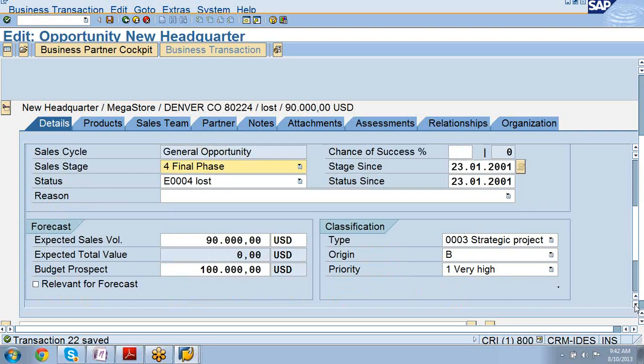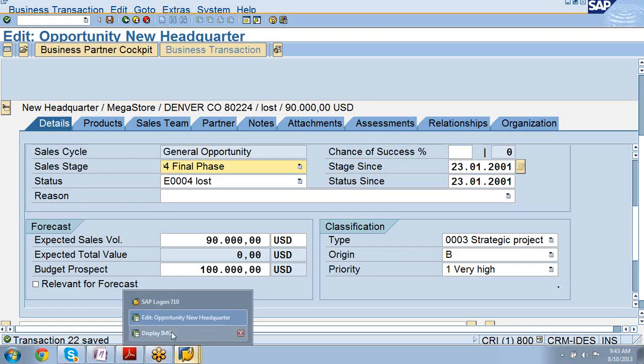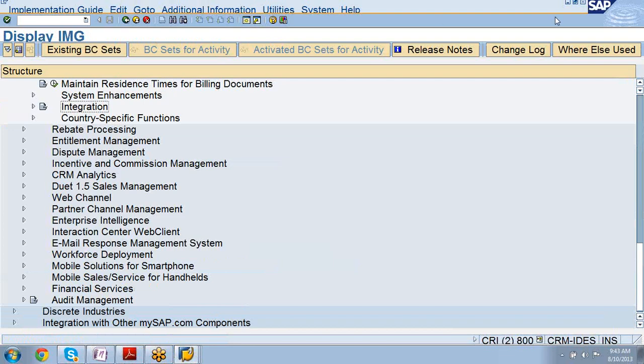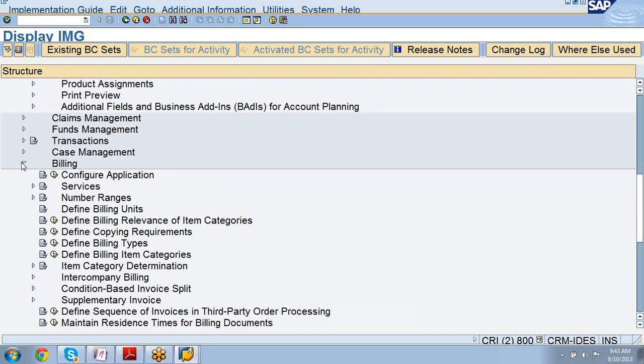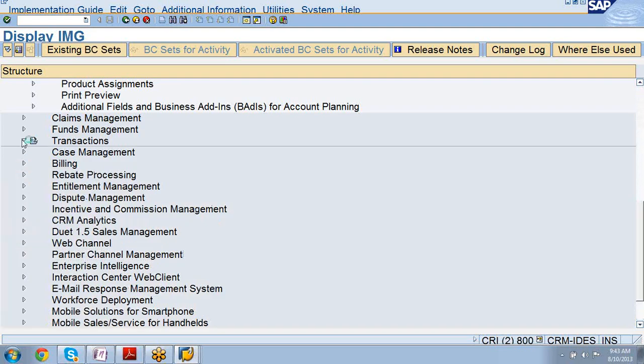This is the sales volume which we can especially give, because it shows the budget prospect in the entire business. And this also we can customize. Classifications, type, horizon, priority. For every stage, SAP provides a customization activity in the transactions.